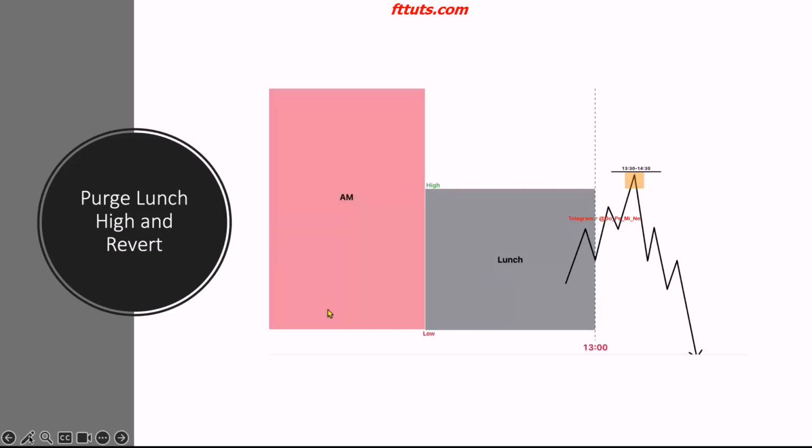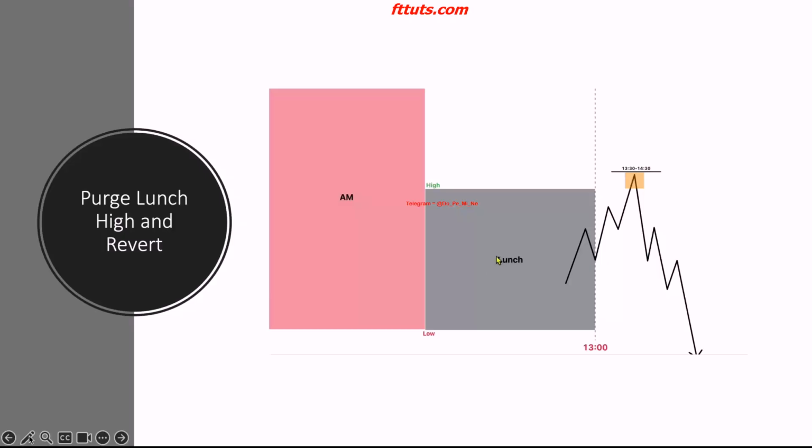It's important to note that it is not required for AM and lunch to create relatively equal lows for this scenario to unfold. It is also possible that lunch could already take out the AM lows and that the market would then still trade above the lunch high and then reverse above there.